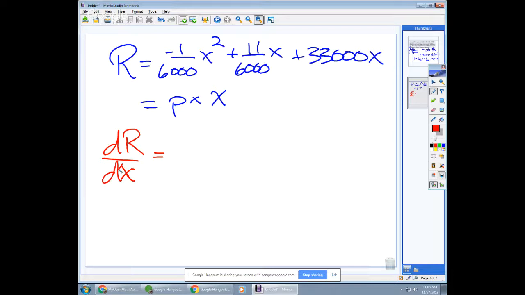So first term, we're going to get 2 times negative 1 over 6,000, which would be negative 1 over 3,000 x. And the derivative of the next part is just 11 over 6,000 and 33,000. Now can we combine the constants? I don't really care about an exact answer, so you could, but I'm not going to. I'm just going to set it equal to 0 and solve.